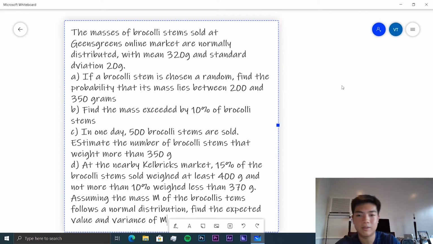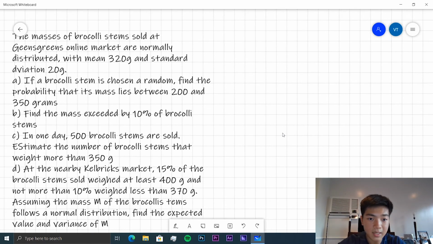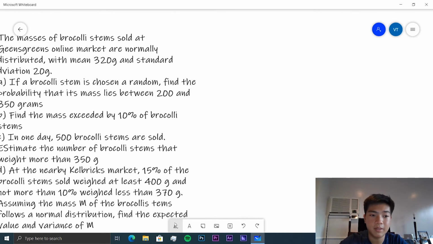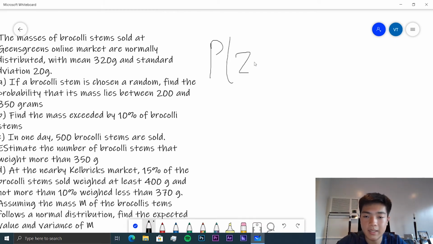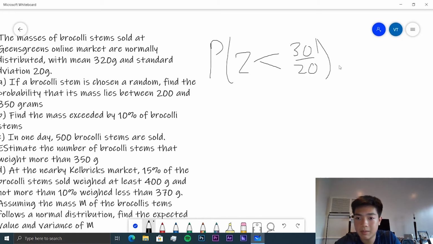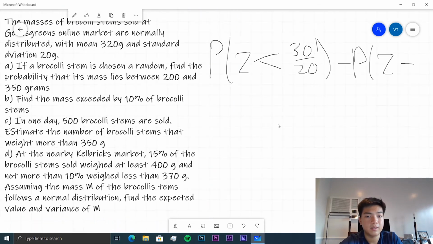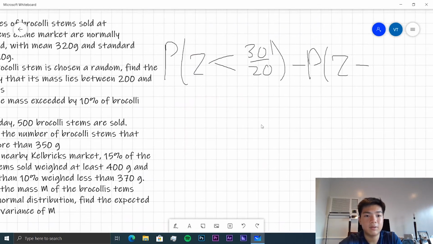So quite a tall order, as you can see, so let's start. So mean 320, standard deviation 20. If a broccoli stem is chosen at random, find the probability that its mass lies between 350 and 200 grams. So we need to find the probability that this function Z, like the normal function, is less than 350 minus 320, which is 30 over 20, and subtract the probability that Z is less than 200 minus 320.